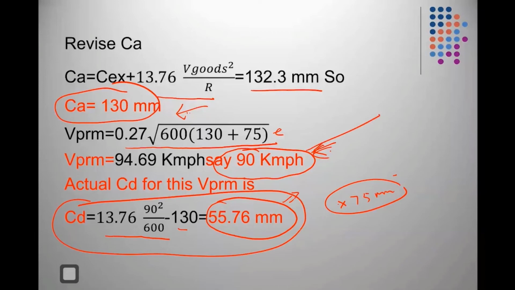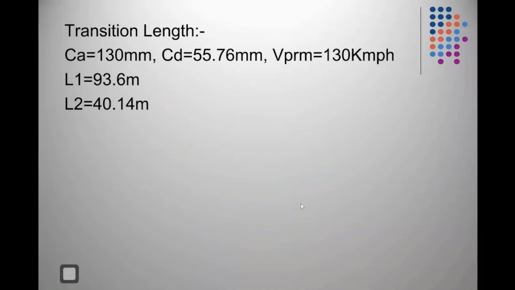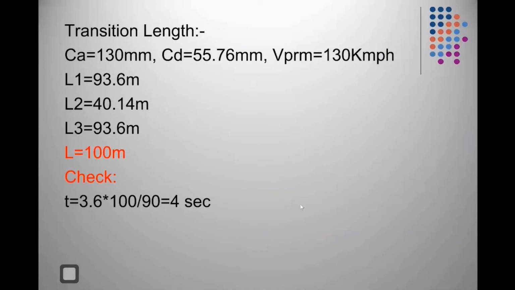Now for this known cant, final cant, for this cant deficiency and for this speed, so 1, 2 and 3, we are going to find the length of transition. So for this transition length, we are going to find these values. L1 इतनी आ रही है, L2 इतनी आ रही है, और L1 L2 अगर मैं निकालता हूँ तो ये वैल्यू आ रही है. लेंथ हमने 100 लिया, चेक किया हमने इसको.